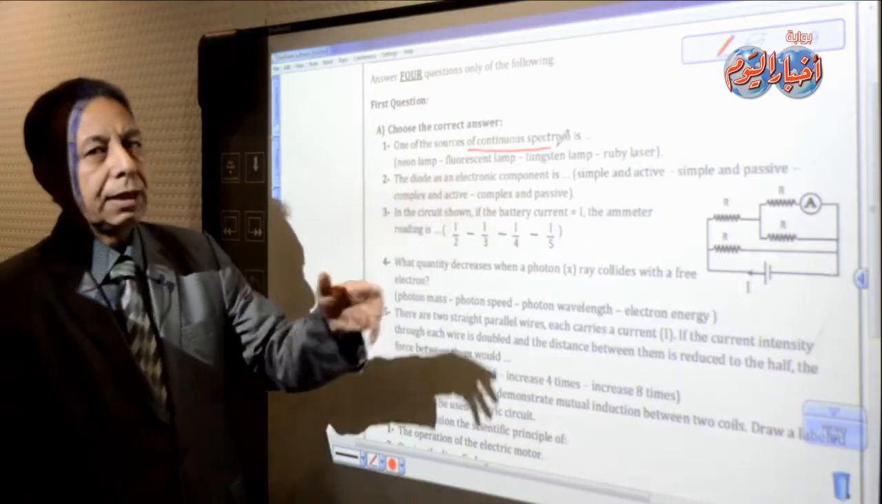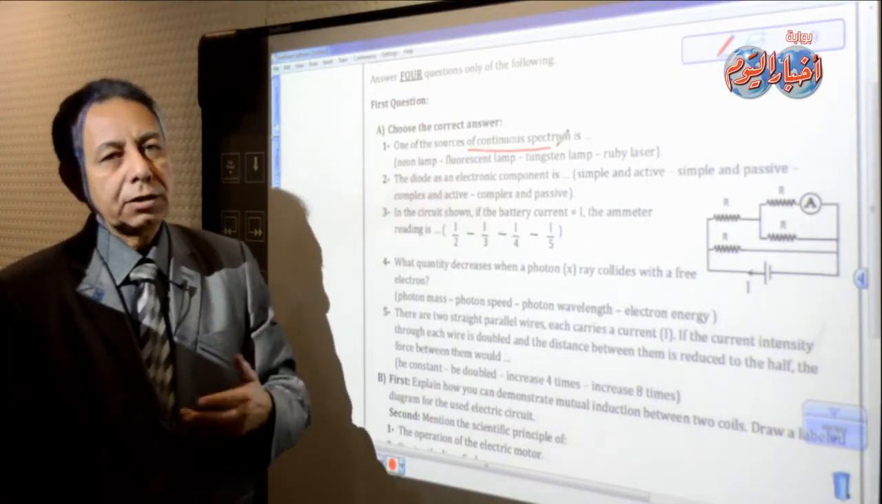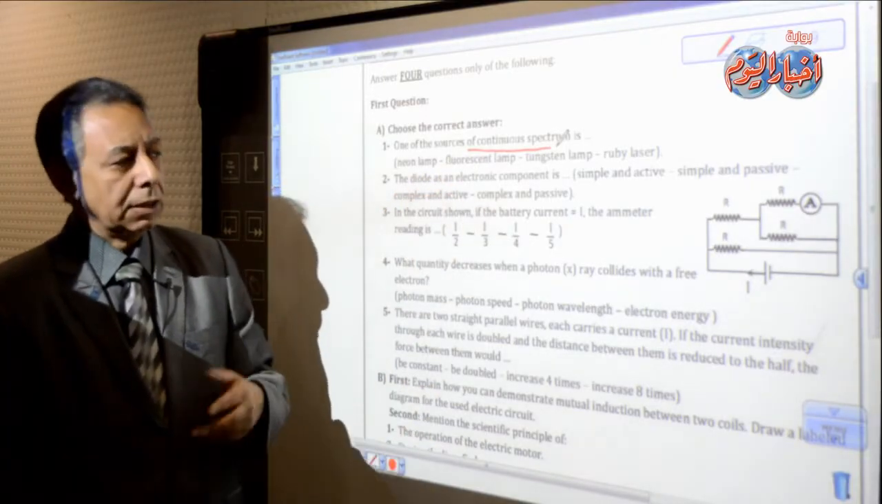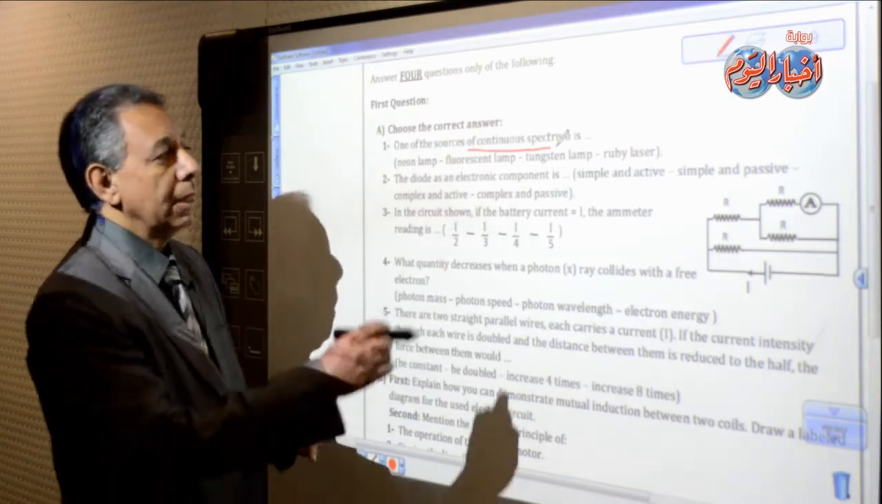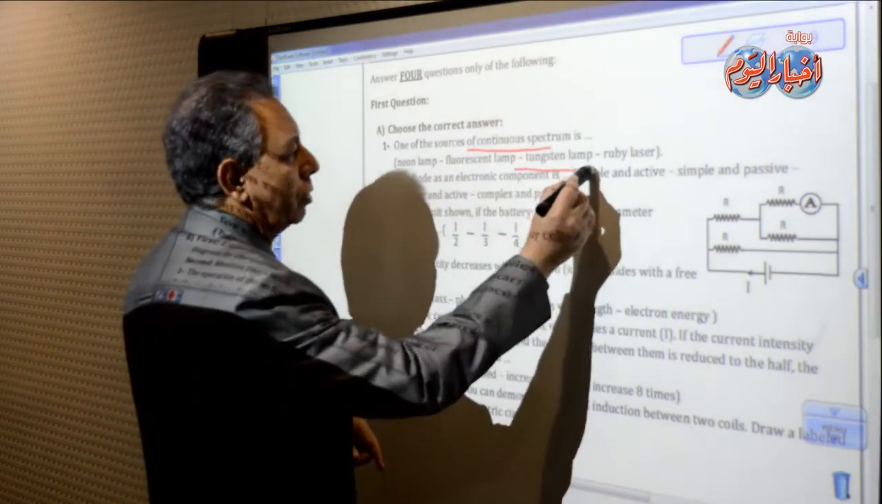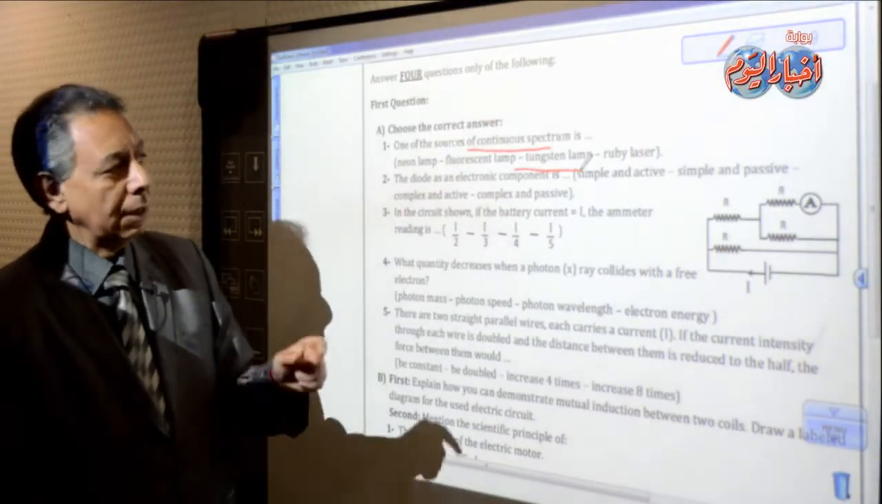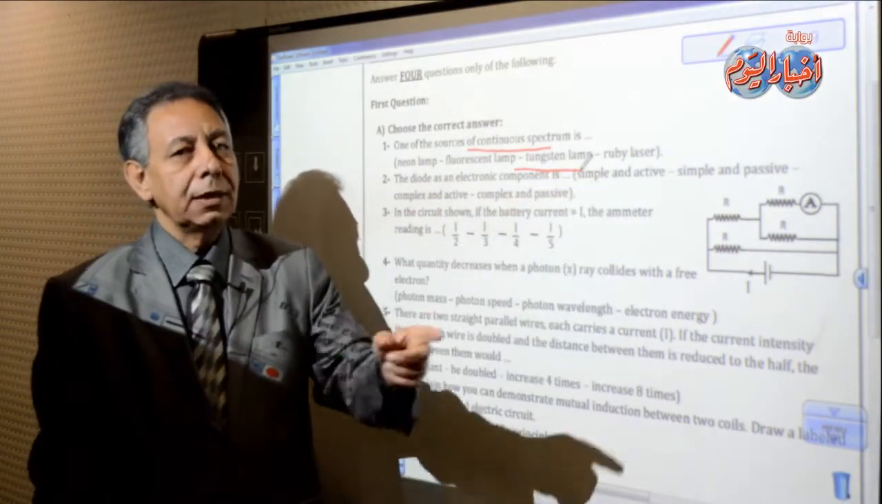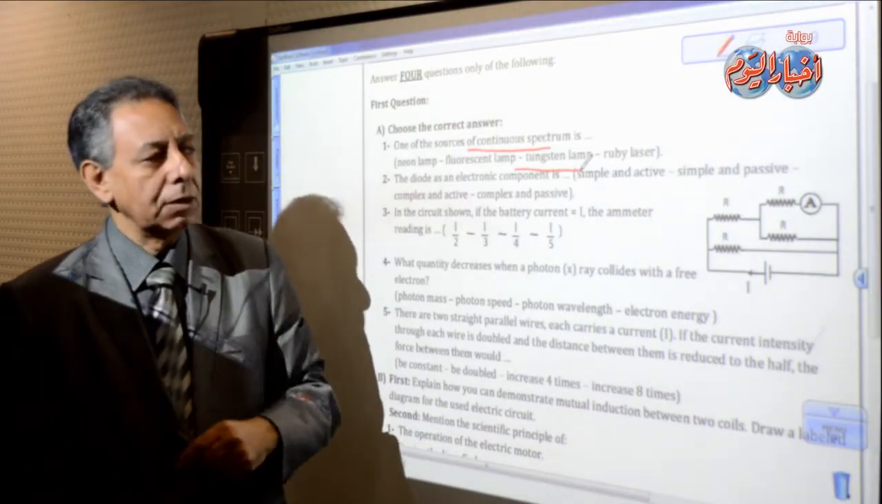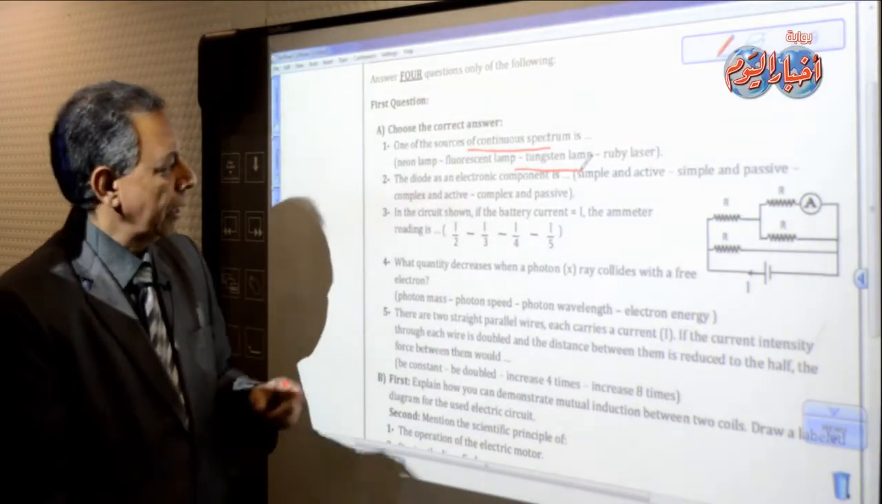Neon lamp and fluorescent lamp, they are atomic. They are line spectrum, not continuous spectrum. Yes, tungsten lamp is a glowing source, so it gives a continuous spectrum. So the answer here is tungsten lamp. Of course, ruby laser is a monochromatic source of radiation.